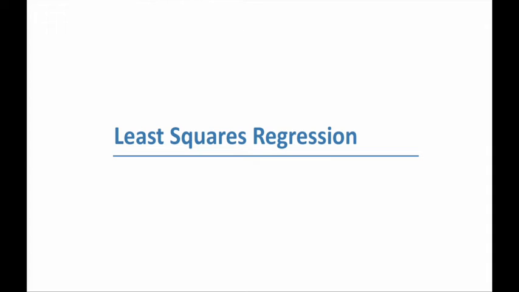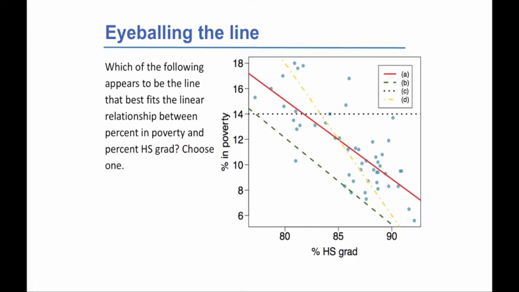Least squared regression line. So, the least squared regression line, also sometimes known as the line of best fit, is going to be the line that best runs approximately through the center of our data.